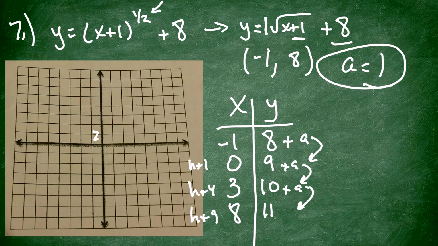I'm going to go by 2's on the y, so 2, 4, 6, 8, 10, 12, etc., and it goes down. So my y's are going to be 2. So I have negative 1, positive 8. I have 0, positive 9. I have 3, 10. My x's did not change. And then I have 8, positive 11.